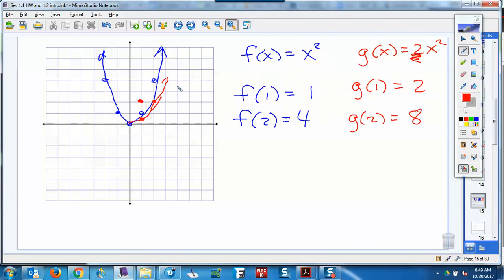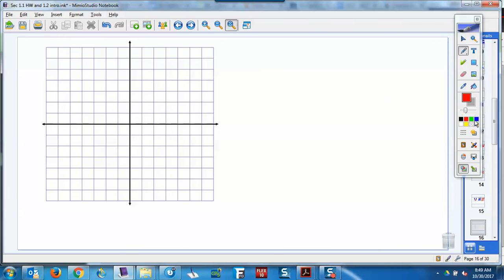But last situation then, and this is the one that is sometimes tricky, if we take our regular f of x squared, and we put a 2 on the inside.